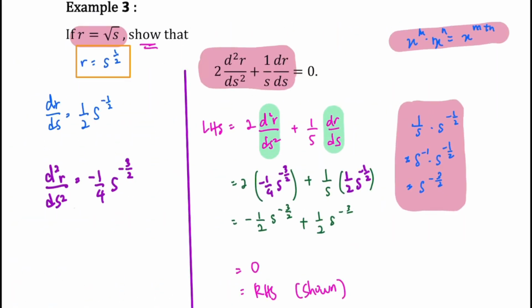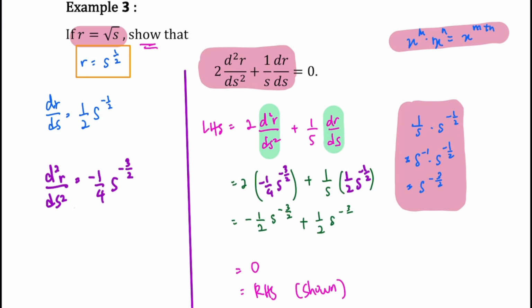Now let's see example 3. If r is square root of s, show that 2 second derivative plus 1 over s dr over ds is equal to 0. So we need dr over ds first. Let's differentiate this. r is equal to s to the power of half. So dr over ds is just power rule, bring down the power reduced by 1. So 1 over 2 s to the power of negative half.